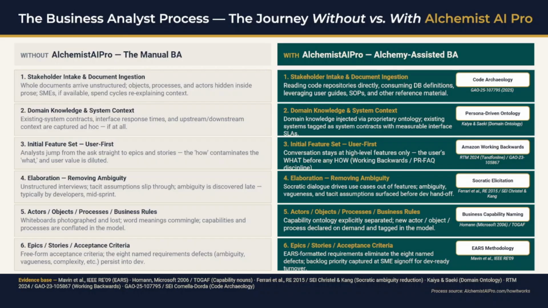Code archaeology is reading the existing systems. A persona ontology is keeping the actor straight. Working backwards discipline, well, that keeps features focused on the user. Socratic elicitation is pulling the ambiguity out before a developer gets to see it. The conversation is still yours. The notebook, though, is now alive.